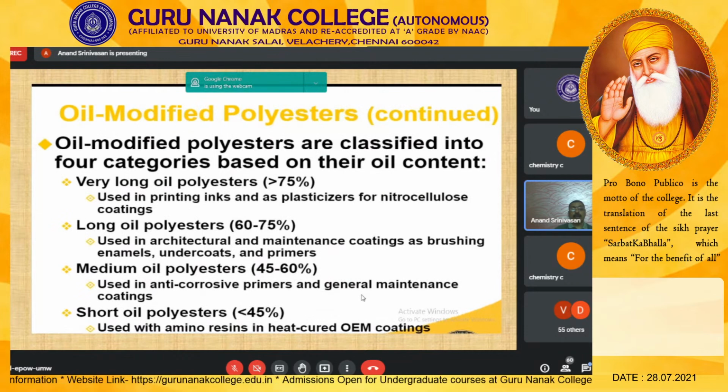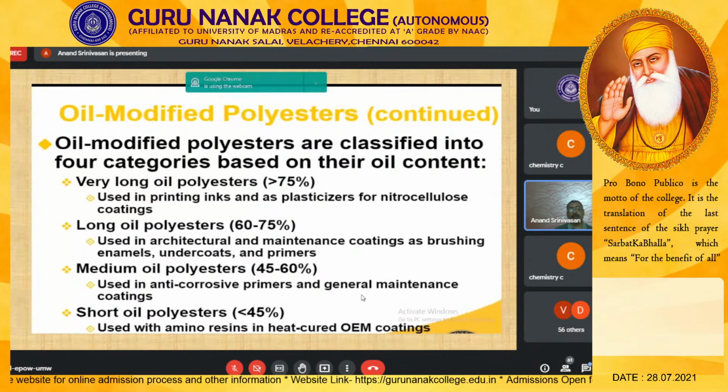Then there are different types. You have very long oil polyester, which is greater than 75%. Then you have long oil polyester, which is 60 to 78%. You have medium oil polyester, 45 to 60%. And short oil polyester, which is less than 45%. And you can see each one of them finds application.